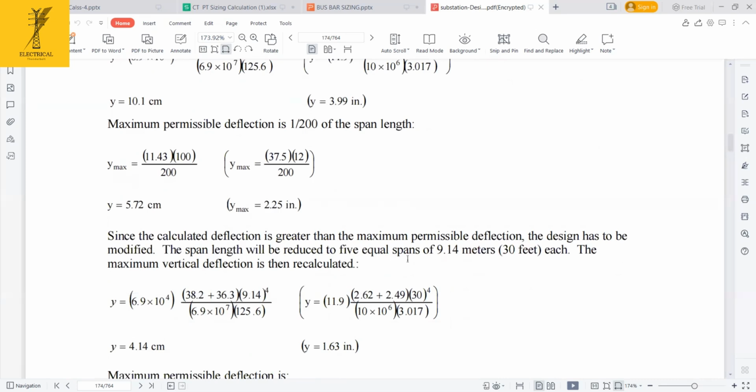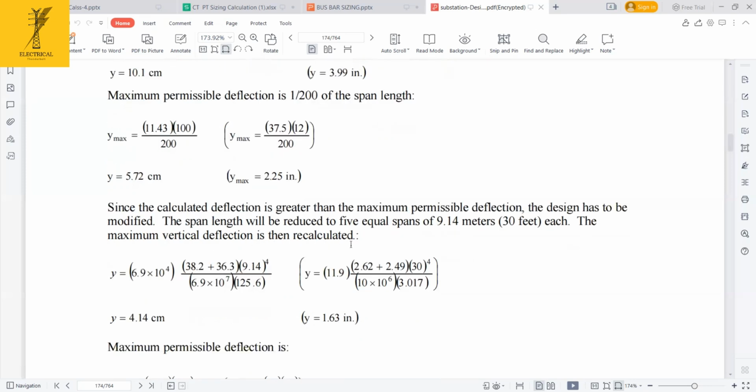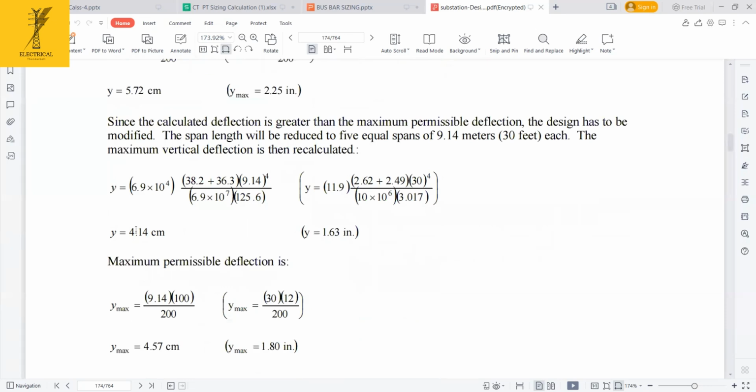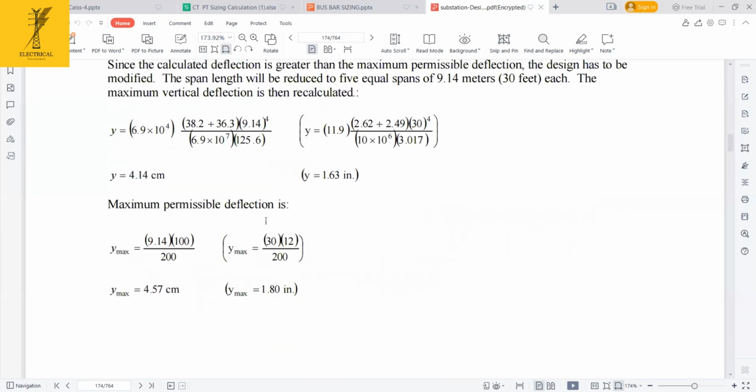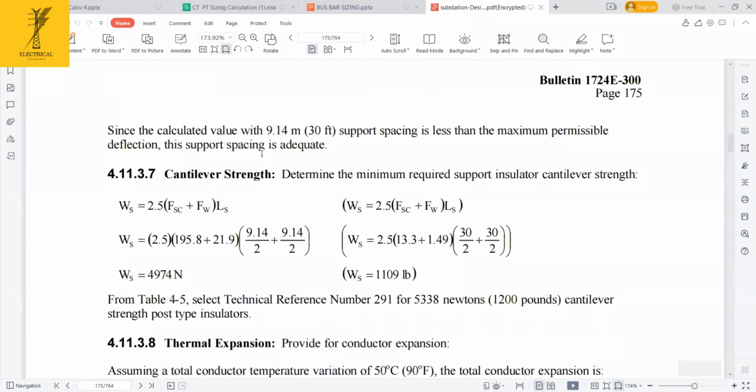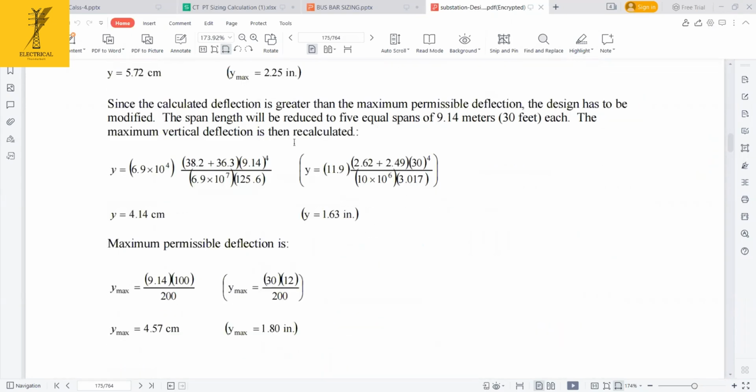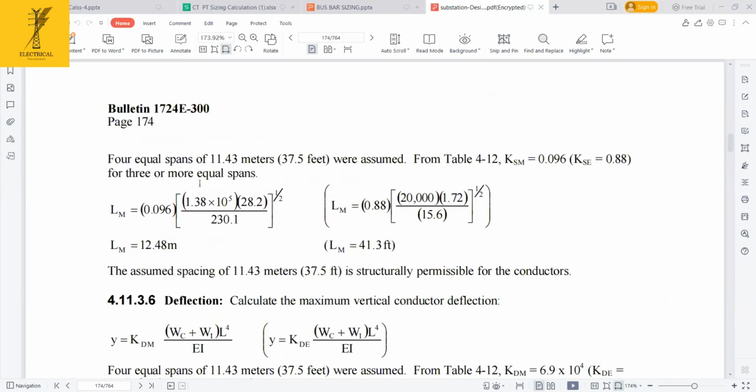The span length will be reduced to 5 equal spans of 9.14. Then the maximum vertical deflection is recalculated, which is 4.14 centimeters. Now the maximum permissible deflection is 4.57 centimeters. Since the calculated value with 9.14 meter support spacing is less than the maximum permissible deflection, the support spacing is adequate. Before, in this example, I had concluded that 11.43 would be sufficient for the supports.